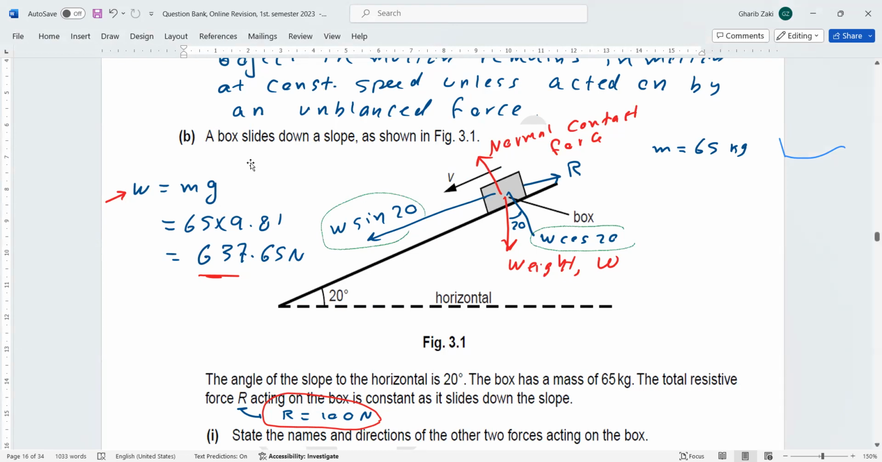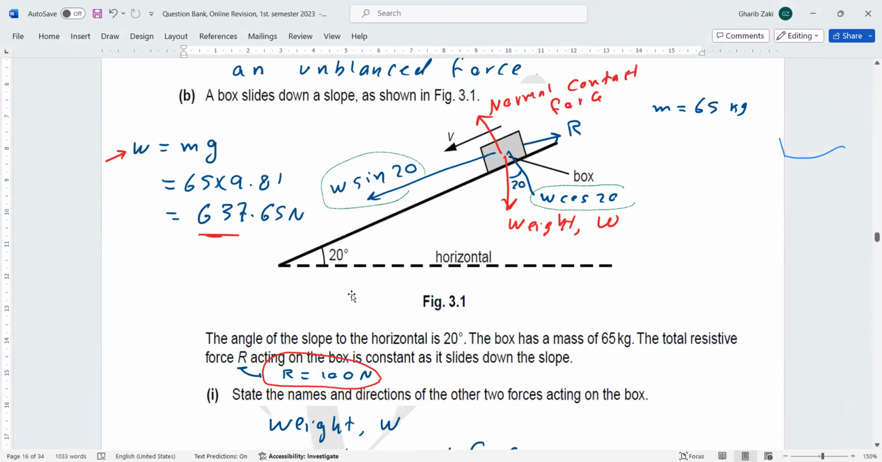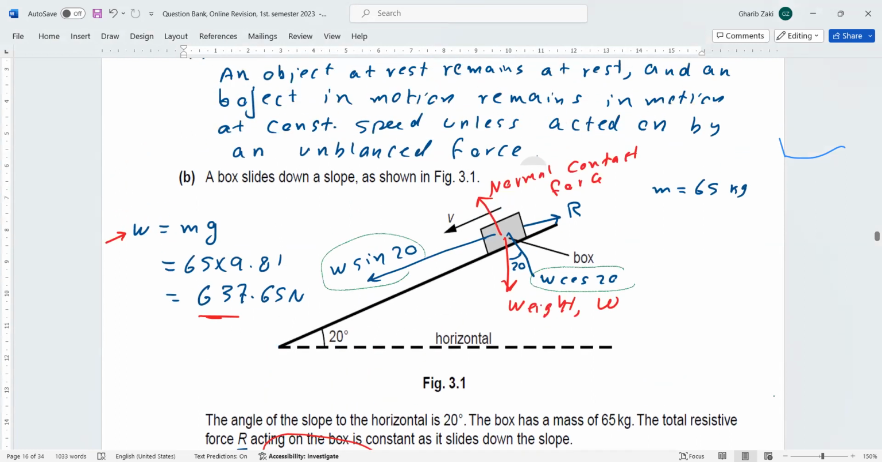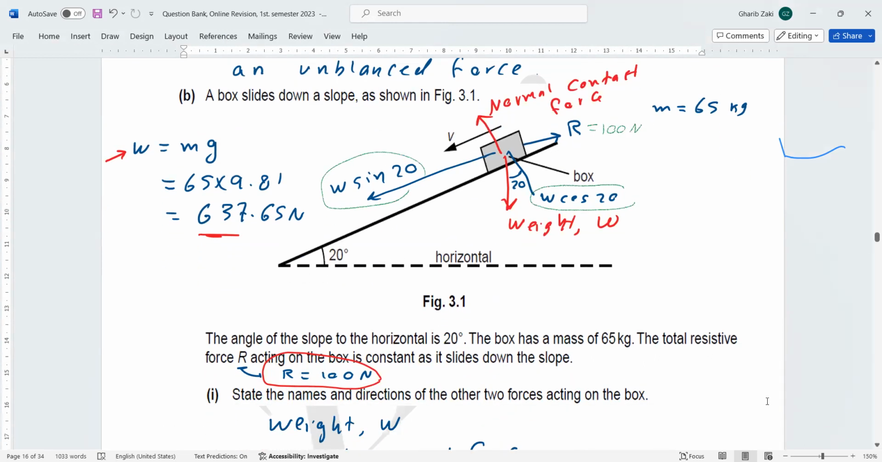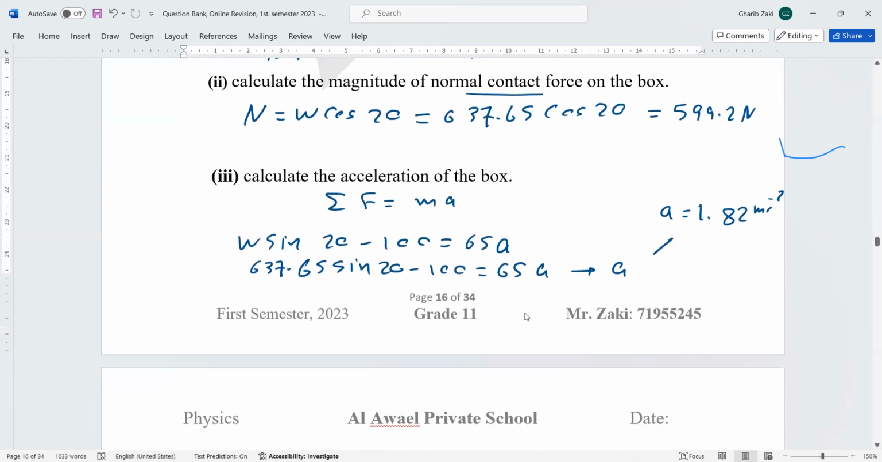Now, we need here to get the acceleration. He gave us in the question R. He said R equals 100 Newton. Then we use Newton's second law, resultant force equals ma. Then the forward force minus the backward force equals ma. So W sine 20 minus R, which is 100, equals ma. Then we can get the acceleration. Okay, Nasser?